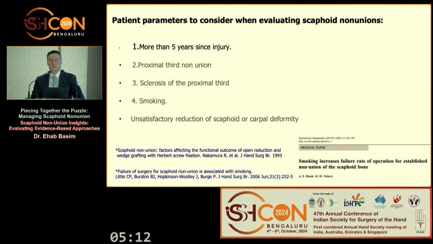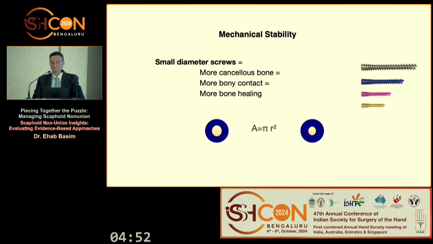So the poor prognosis you will get if it is more than 5 years from injury, if it's in the proximal third of the scaphoid, if there is a sclerosis, and if we didn't correct the deformity of the scaphoid or even the carpal biomechanics. And then we add smoking, which is now, in my opinion, a big issue regarding scaphoid union.